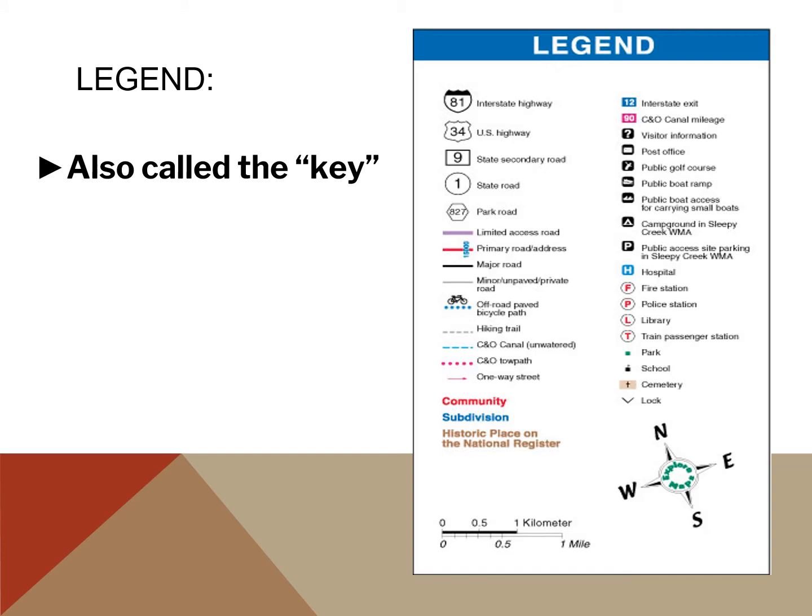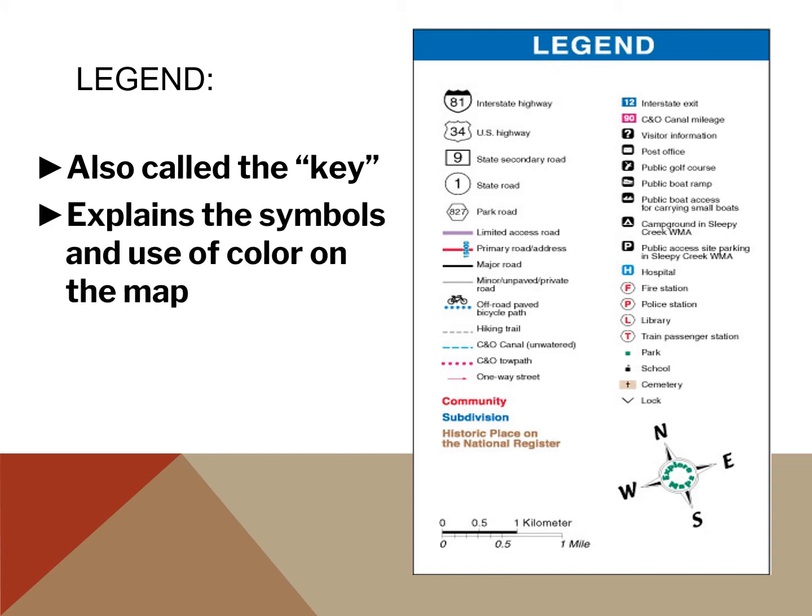The next part that you need to know is the legend, and I'll usually call it the key because that's just easier. It explains the symbols and the use of color on the map. This particular legend is for a road map, so you can see we have highways and interstates and all the other things. Notice that on the compass rose, north is not directly up, so it just again shows the importance of the compass rose.